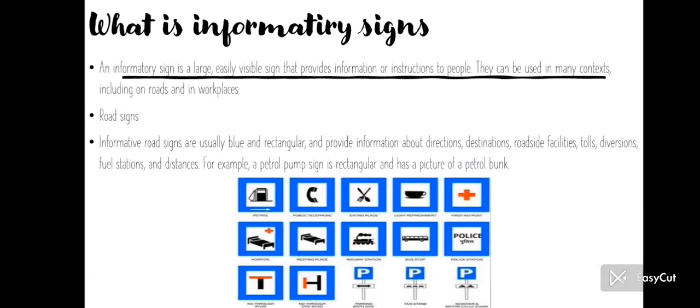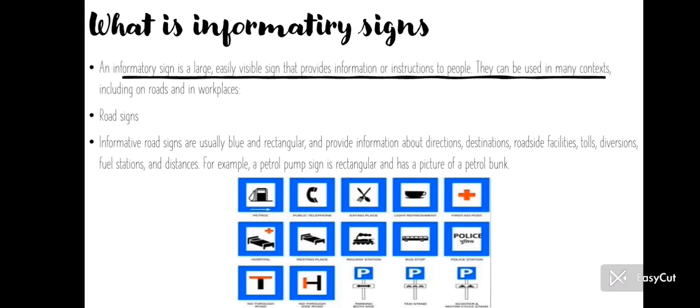Now the next question, what are informatory signs? An informatory sign is a large, easily visible sign that provides information or instruction to people. They can be used in many contexts, including on roads and in workplaces. Road signs. Information road signs are usually blue and rectangular and provide information about directions, destinations, roadside facilities, tolls, diversions, fuel stations, and distance. For example, a petrol pump sign is rectangular and has a picture of a petrol bunk.